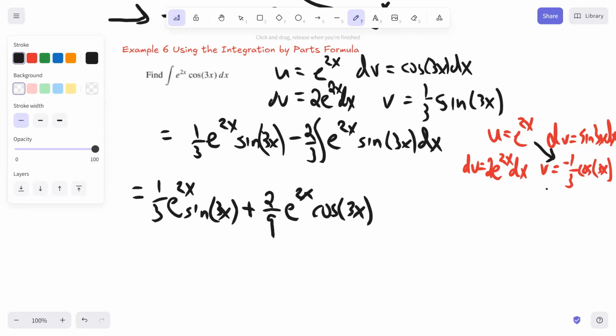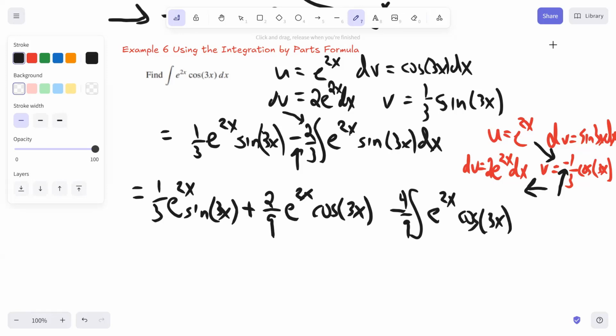Then you would have minus the integral of v du. Now we have to be careful here because by the integration by parts formula, we have a minus. Then there's the subtraction there and the negative from the negative 1/3. So it's going to actually keep the minus there. So it will be minus the integral of v du, which is 2/3 times the 2/3 that was already out here. So you would have 4/9 e to the 2x cosine of 3x dx.